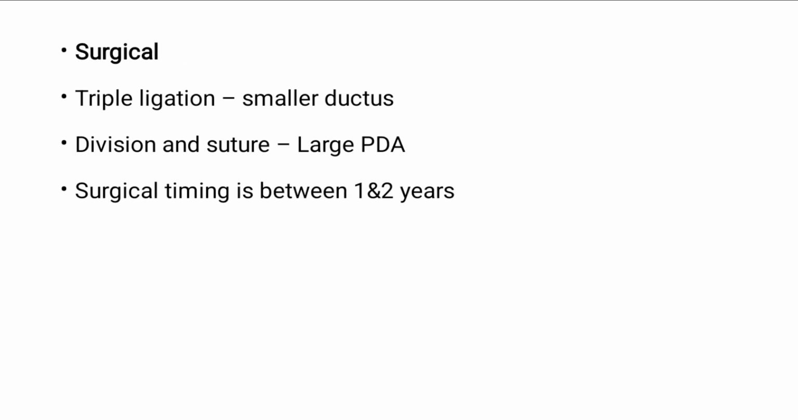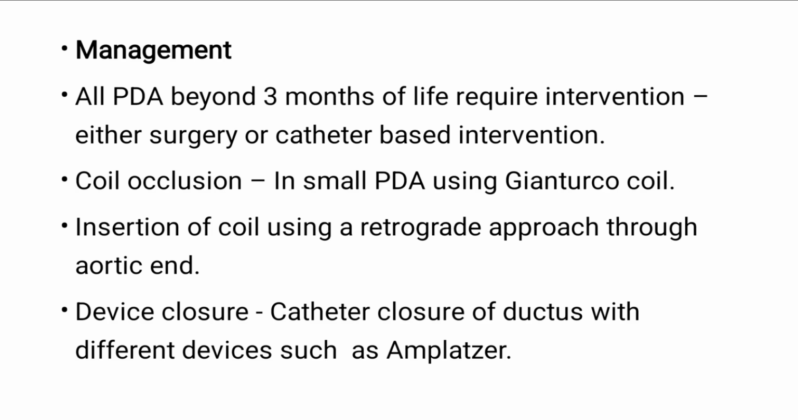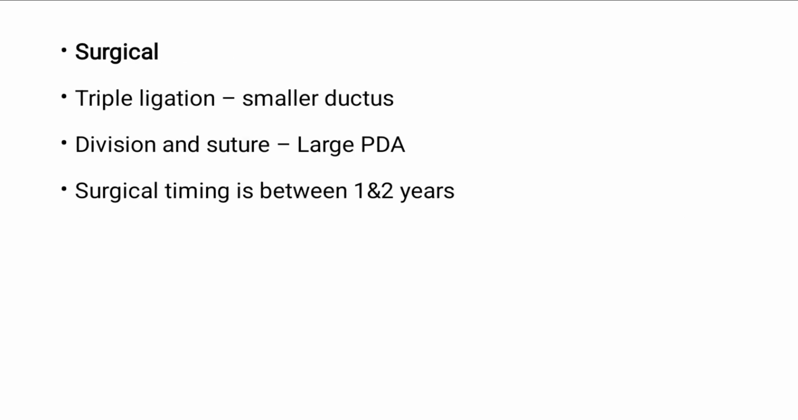Next, surgical. If the PDA is mild or small, we use a coil or catheter for the occlusion. If the PDA is large or moderate, greater than 4 mm in diameter, we have to use surgical management. Surgical management is of 3 types: triple ligation, division, and suture. Surgical timing is between 1 and 2 years.